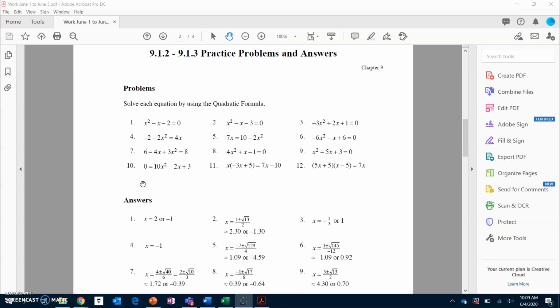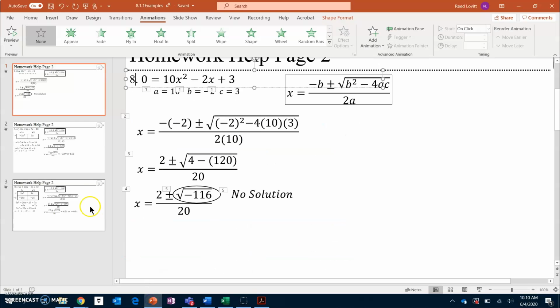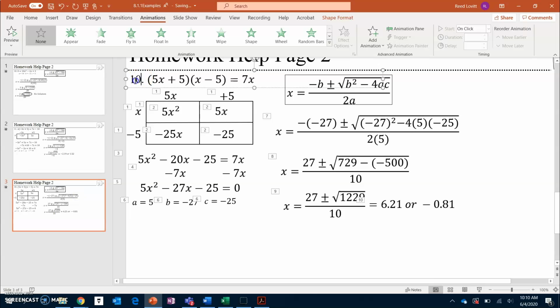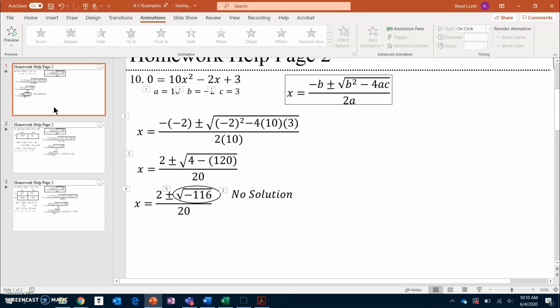So for today's class, according to the packet, we're doing problems 9 through 12 on page 2. I'm going to do problems 10, 11, and 12, and leave only problem 9 for you guys to do. All right, so moving on. Let's start with problem 10. But remember, you want to leave a little bit of space before it for problem 9.